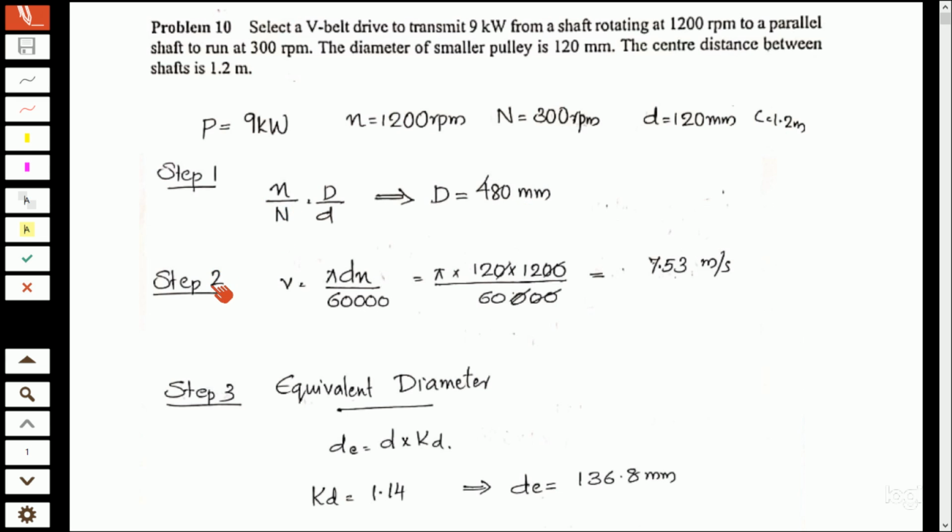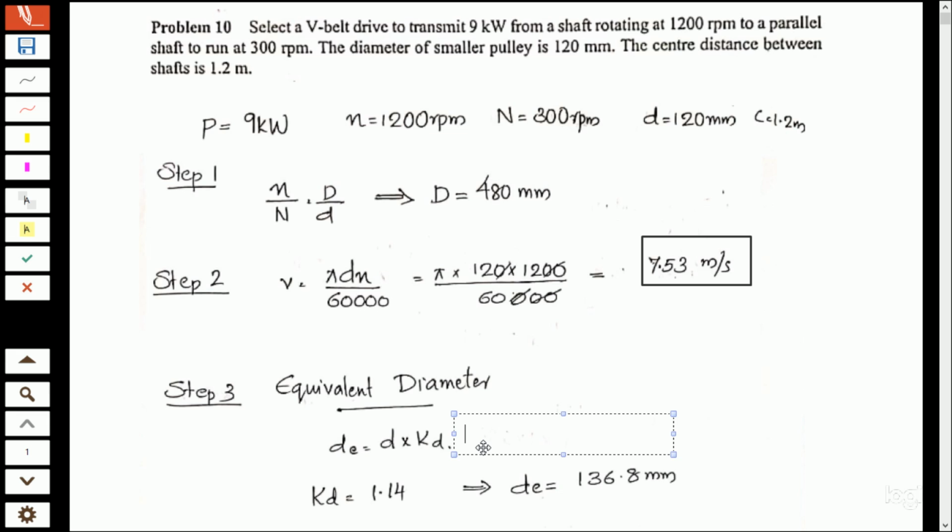In step number 2, we will be calculating the velocity. All the data are available to you and the value that we have obtained is 7.53 meter per second. Now moving forward with step number 3, we have to calculate the equivalent diameter. The equivalent diameter is obtained using this equation: DE is equal to D into capital KD.